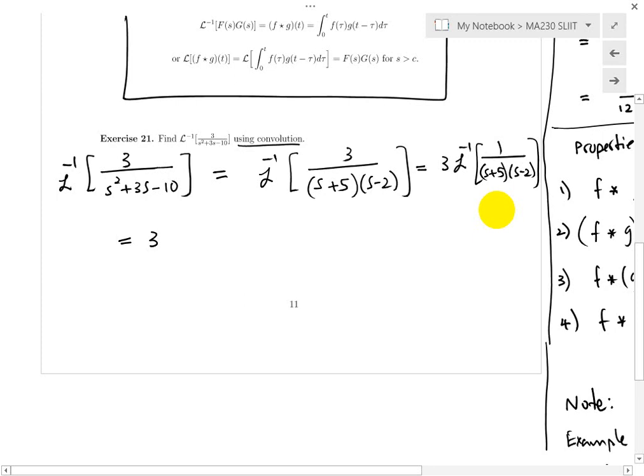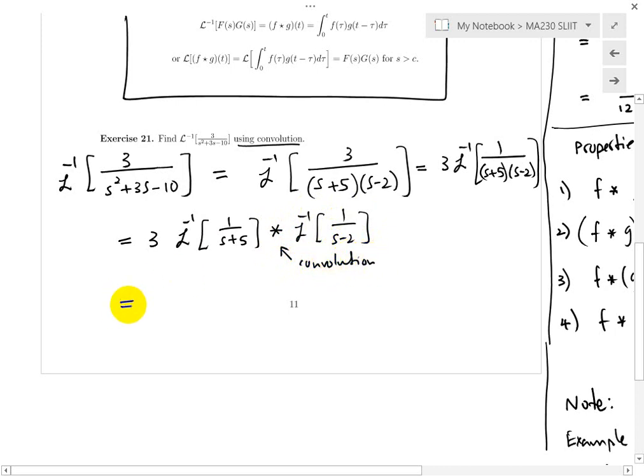The inverse Laplace transform, if you take just one fraction here. The theorem tells you can write this as the inverse Laplace transform of 1 over s plus 5, not the product, as a convolution with the inverse Laplace transform of 1 over s minus 2. So this is the convolution. If you know these two things, all you have to do is convolve them, which is an integration, and sometimes it can be quite easy, sometimes it can be difficult.